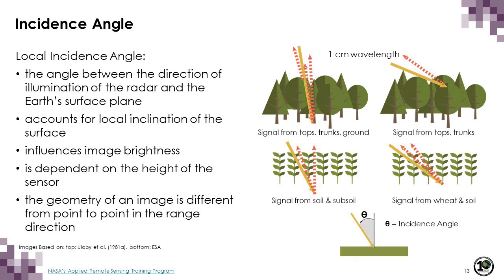The last radar parameter I'd like to discuss is incidence angle. The utility of SAR data for detecting flooded vegetation is influenced significantly by the incidence angle. So incidence angle is the angle between the direction of the incident wave and the Earth's surface plane.